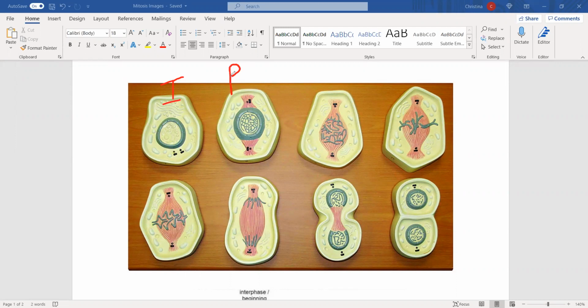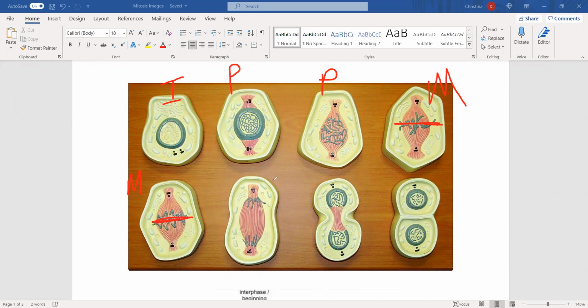Both this one and this one are prophase, because again, in the nuclear area, you're seeing the yarn pieces. Now this one is going to be metaphase, because you can see here they're meeting in the middle. This one also is going to be metaphase. It's just a later form of metaphase, and they're still meeting in the middle.